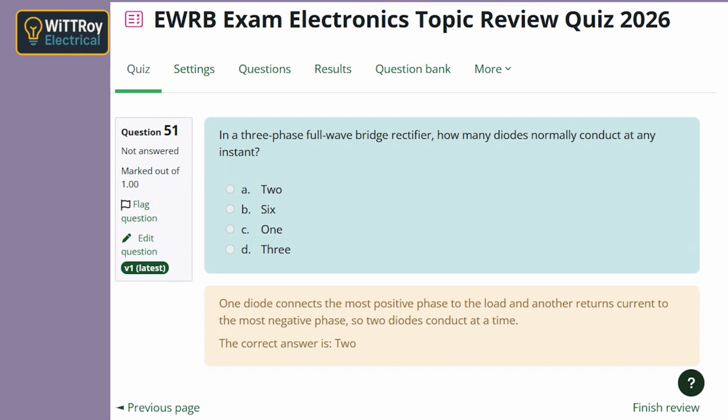Yes, keep 3 facts together. 3-phase half-wave normally uses 3 diodes and needs a neutral return. 3-phase full-wave uses 6 diodes. In the full-wave bridge, 2 diodes conduct at one time and the output has 6 pulses per cycle. So at 50 Hz, 6 times 50 gives 300 Hz ripple. You read that question properly.